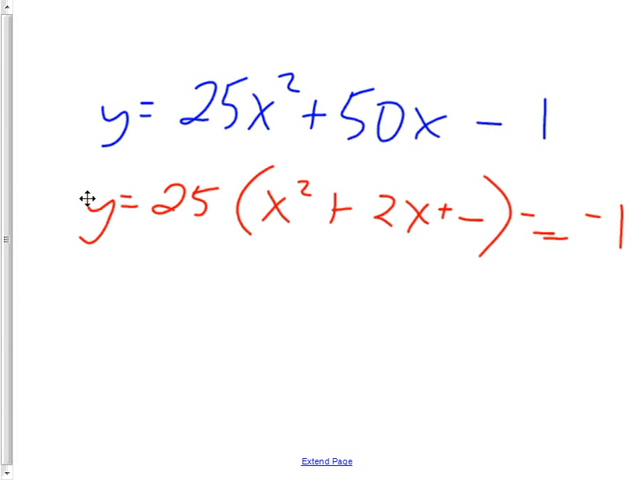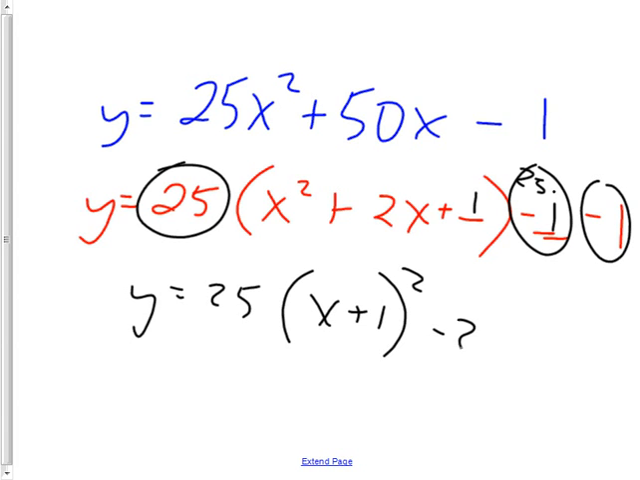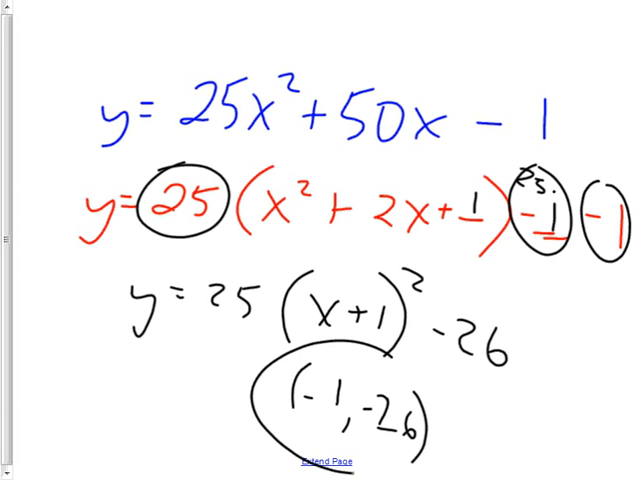Next thing I'm going to do is half and square. Half of 2 is 1. 1 squared is 1. And then this 25 that got factored out here has to also go to the end right there. And then I have y equals 25, parentheses, x plus 1, quantity squared, minus, and the negative 25 and the negative 1 makes minus 26. So it's in vertex form now, and the vertex would be negative 1, negative 26. All right, hope that helps.